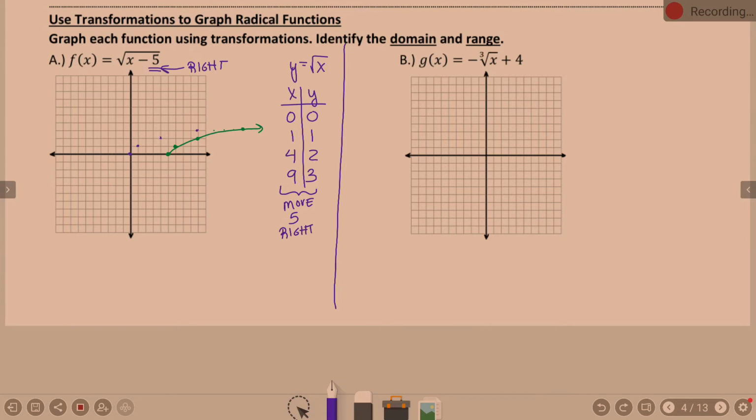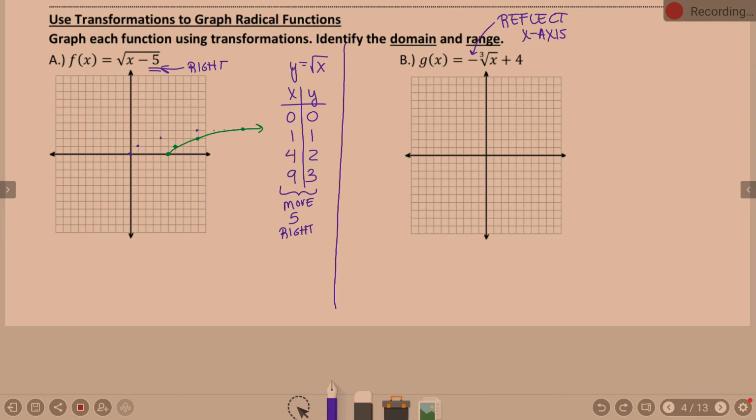There's a negative. What's that negative going to tell me to do? Reflect. Okay, so that negative is a reflect. And specifically, it's reflect across the x-axis. I know it's reflect across the x-axis because that negative is out front of the radical. Okay? What about the 4?